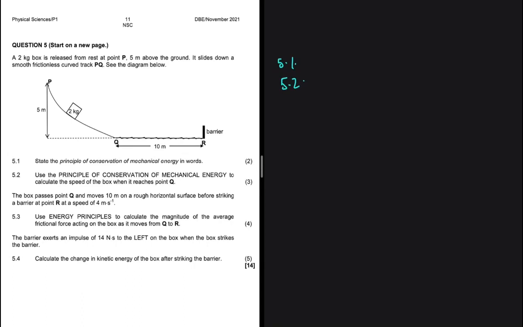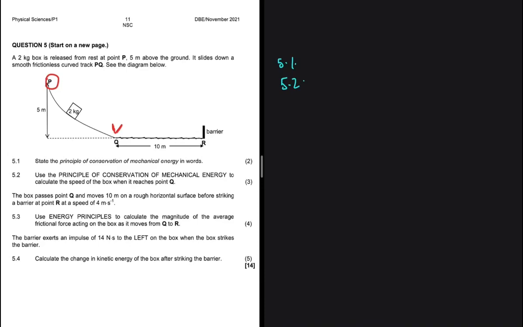So we have a 2 kg box that is released from rest at point P. As we can clearly see here on the left hand side, it's released 5 meters above the ground, right? We have a height there of 5 meters. It slides down a smooth frictionless curved track PQ, as we can see on the diagram below. And then we are looking for the speed of the box at point Q. So we're interested in the speed at this point at Q.